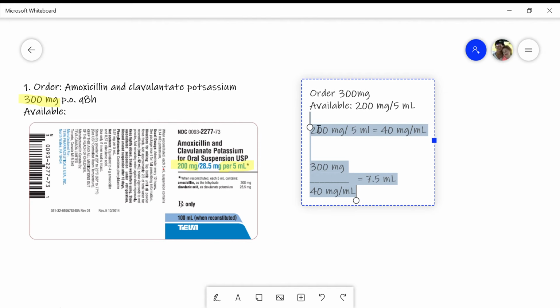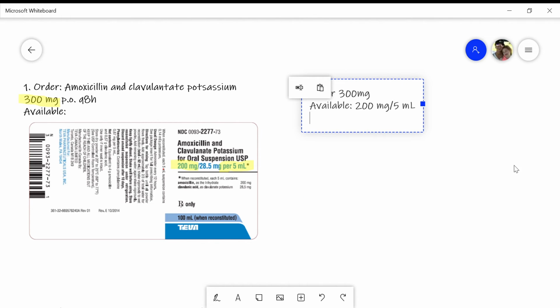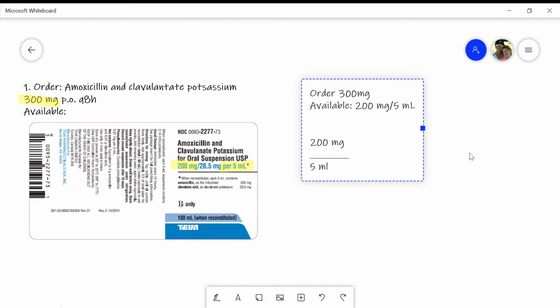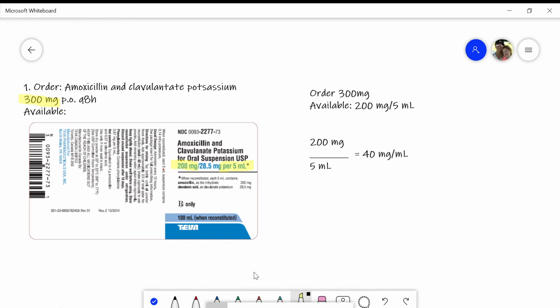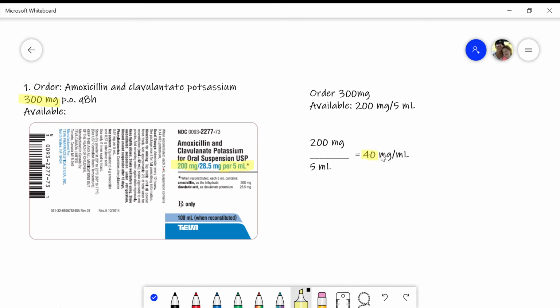If we've got our order of 300 and our available is 200 per 5 milliliters, the first thing you're going to want to do is find your 200 milligrams, divide it by 5 milliliters, and that's going to give you 40 milligrams per milliliter. So that's our base amount.